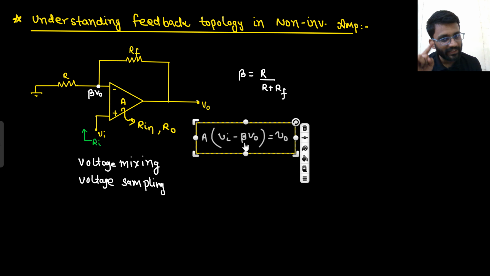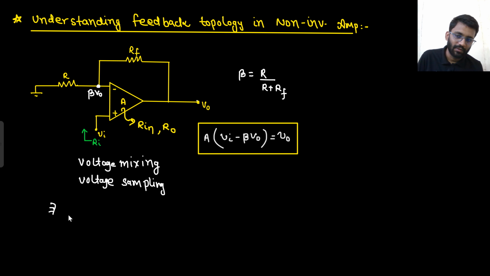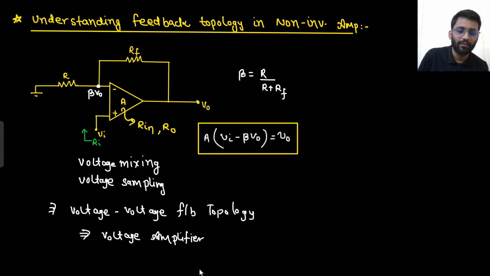So from output voltage is being sampled, and it is mixed with the input voltage only. So there is voltage mixing and voltage sampling. Say yes or no. So what kind of feedback topology is there? Sampling is voltage and mixing is voltage. So voltage feedback topology. And if it is voltage feedback topology, then what kind of amplifier is that? It is a voltage amplifier. So if I draw a rough diagram of it, what will happen? Your input was coming. This was your V in.